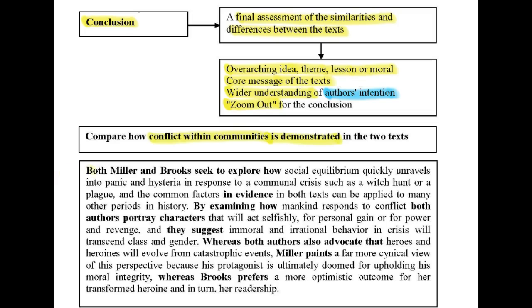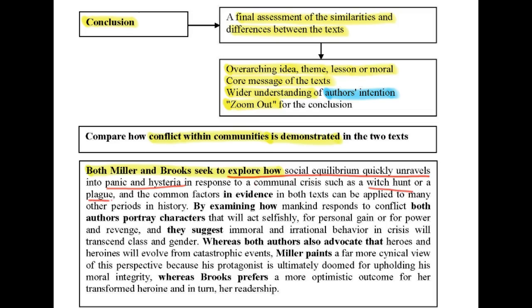So that first sentence, we start with the authors, and the authors' intent there is to explore how social equilibrium quickly unravels. That's another way of saying communities are affected by conflict, and here we've said it's panic and hysteria, such as a witch hunt or a plague.